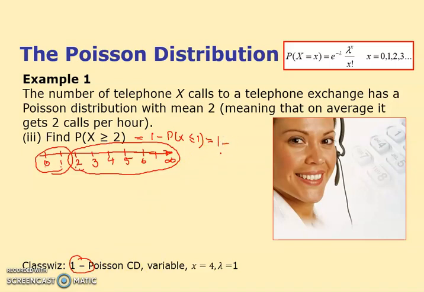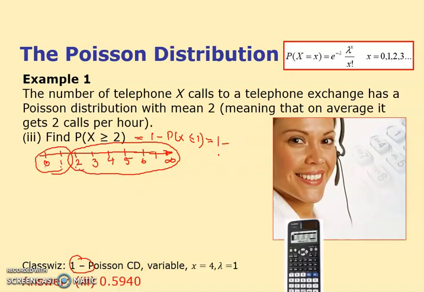When I do this, I get the final answer of 0.5940. So presumably when you type in Poisson CD, menu 7 and things like that, you get 0.4060, and when you do the 1 minus, you finally get this answer. Now we're running out of time a bit.